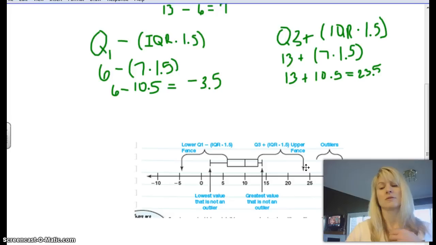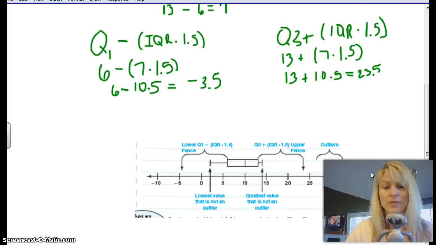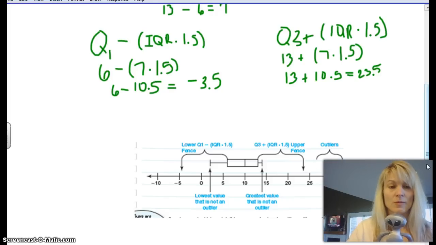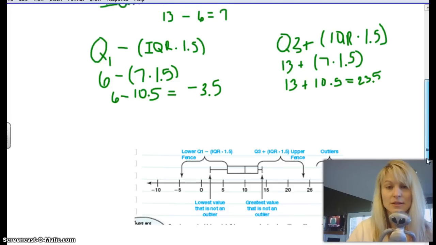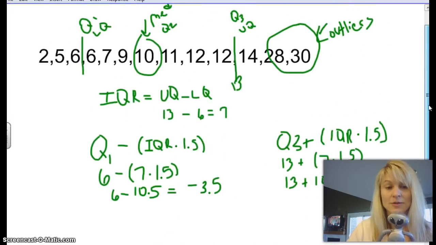Okay. So make sure you have some good notes, make sure you know what you do with the outliers here in the box and whisker, and make sure you know how to calculate the outliers using the interquartile range and the Q1 and the Q3.